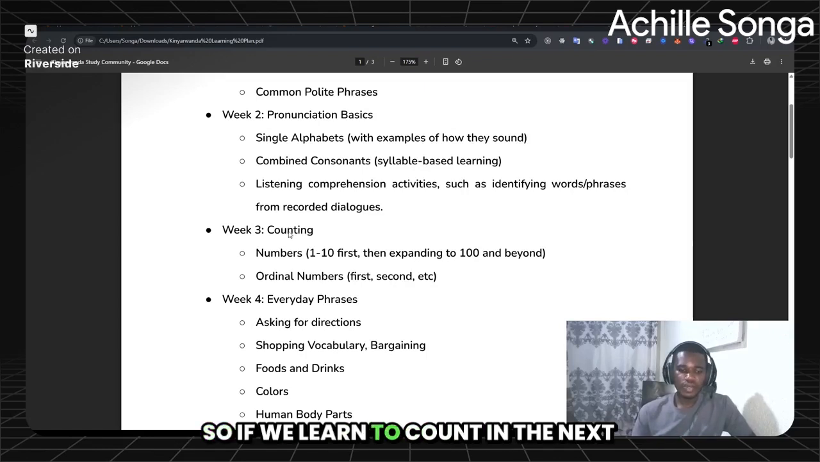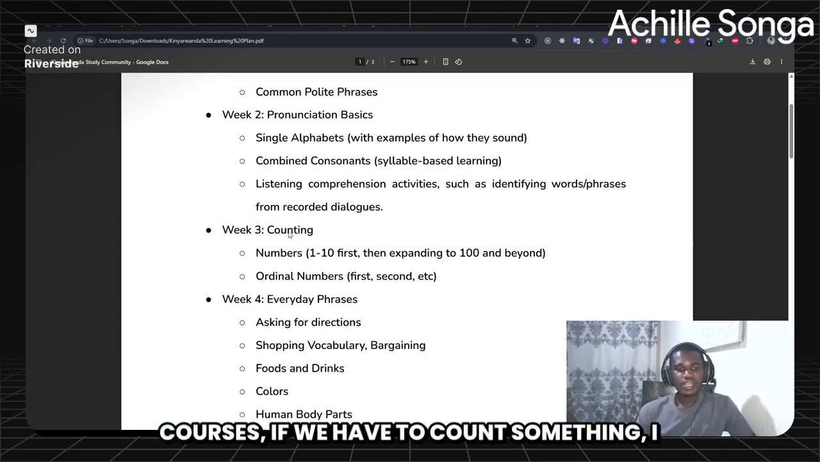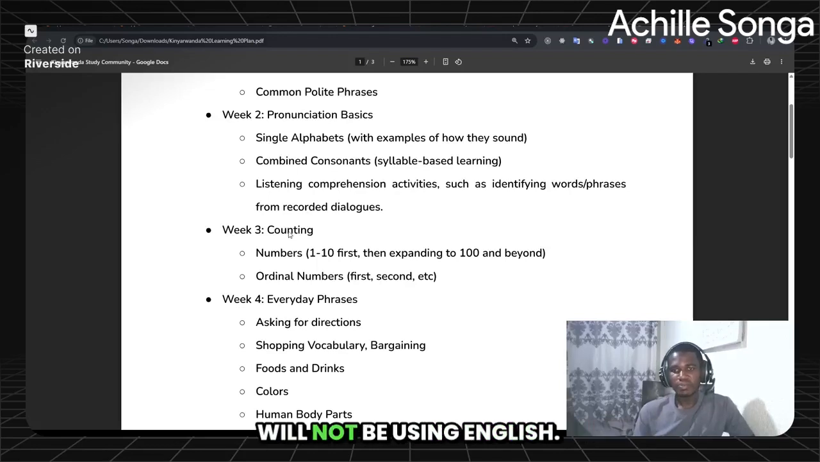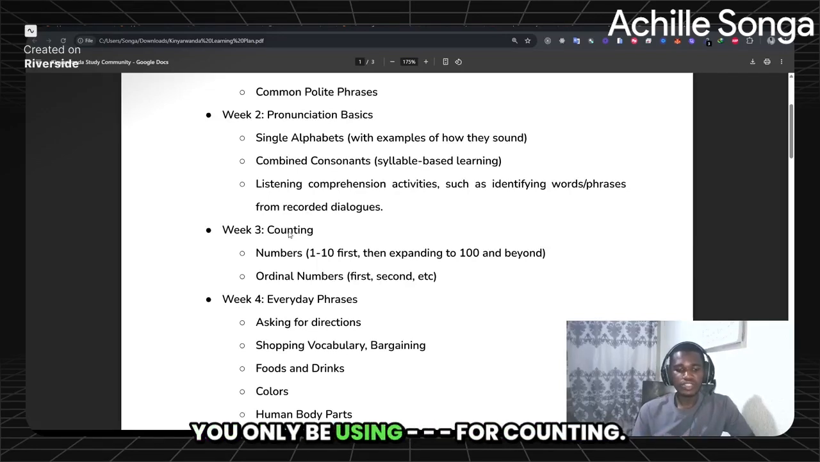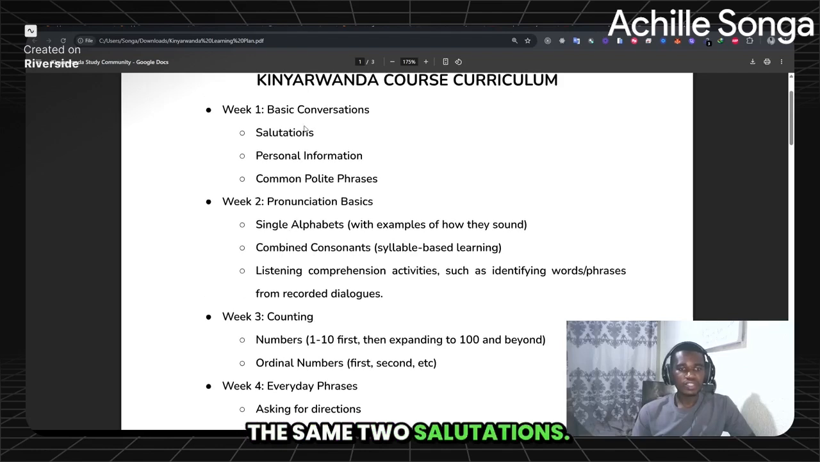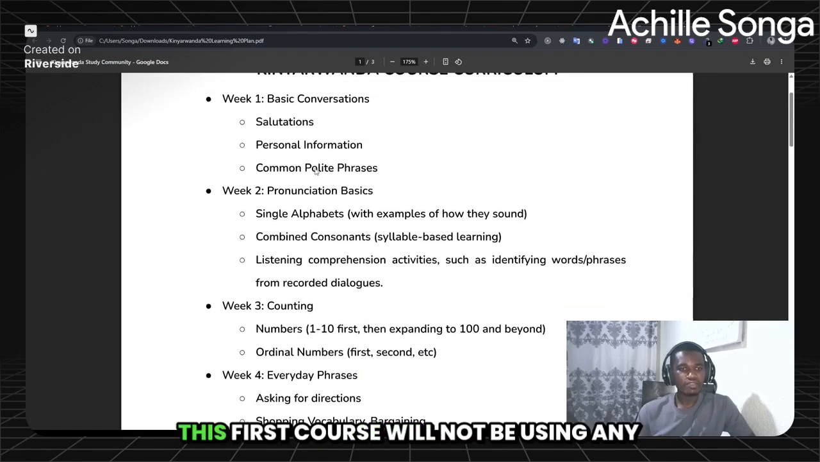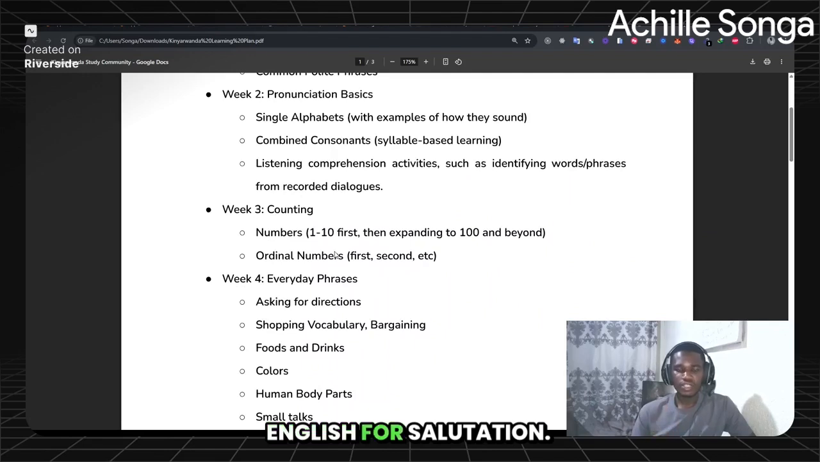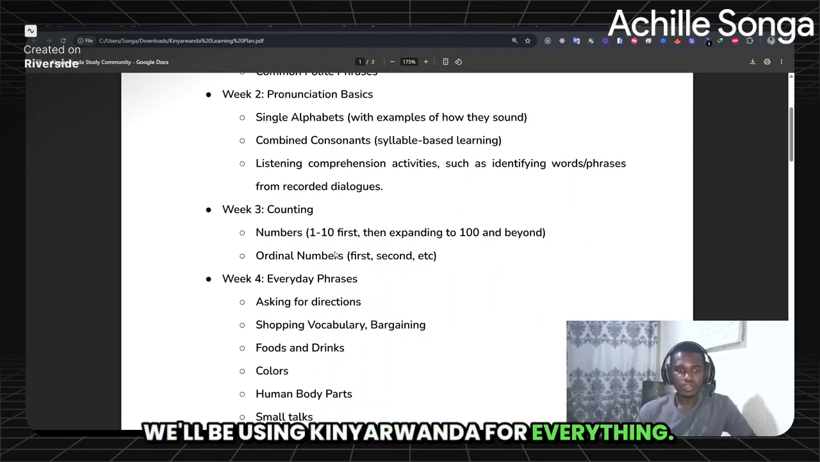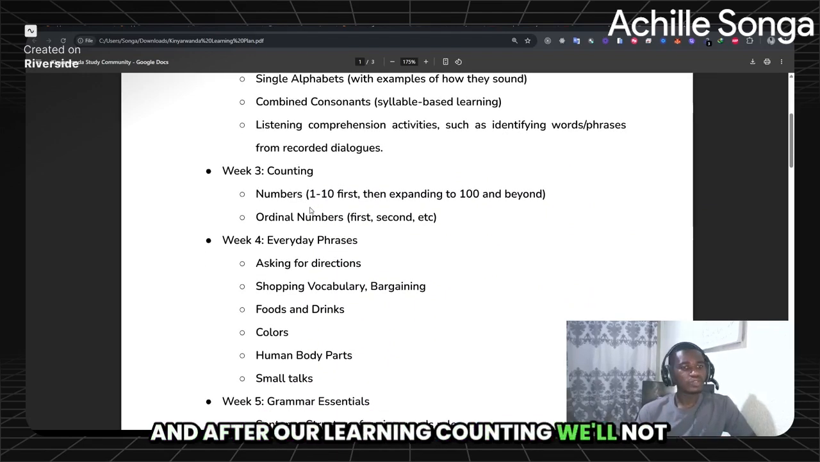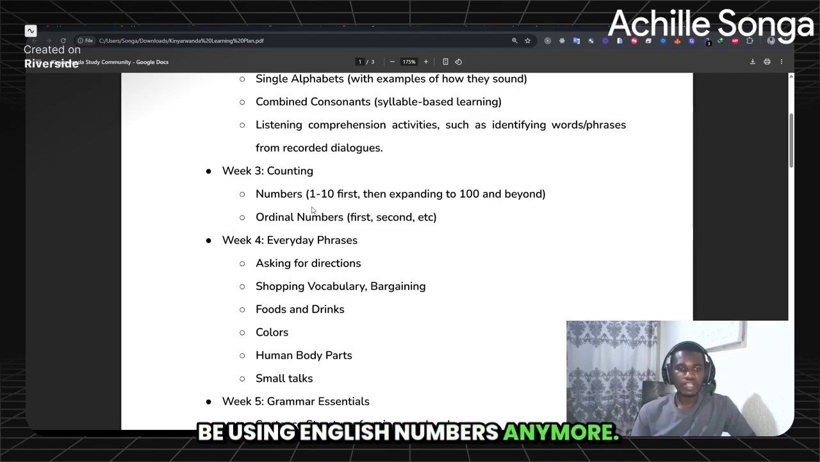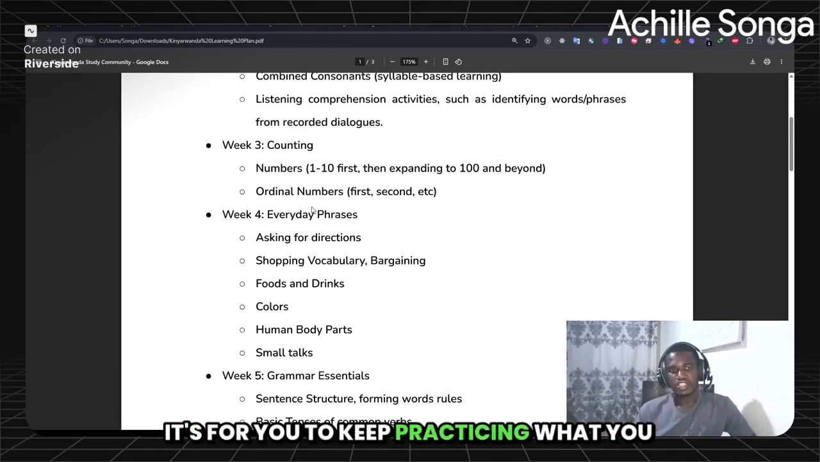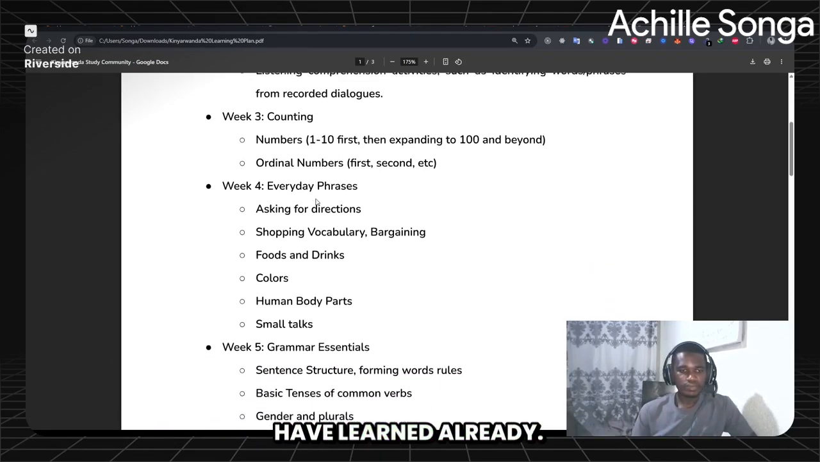So if we have to count something in the next courses, I will not be using English. You will only be using Kinyarwanda for counting. The same goes for salutations. After this first course, we will not be using any English for salutation. You'll be using Kinyarwanda for everything. And after learning counting, you'll not be using English numbers anymore. It's for you to keep practicing what you have learned already.